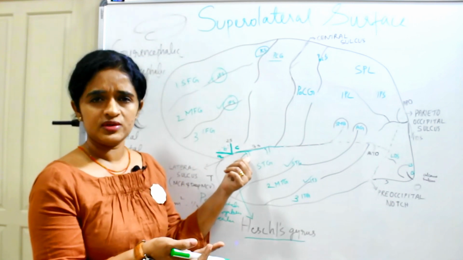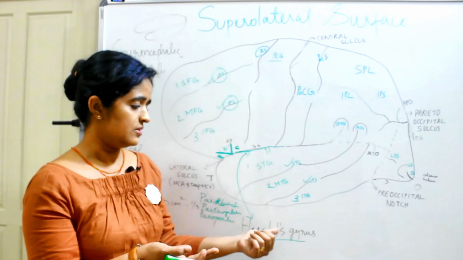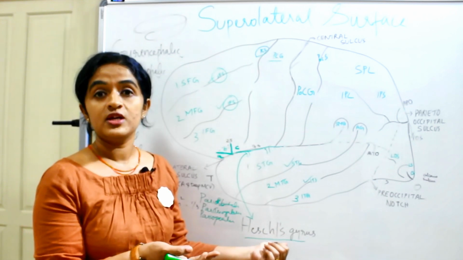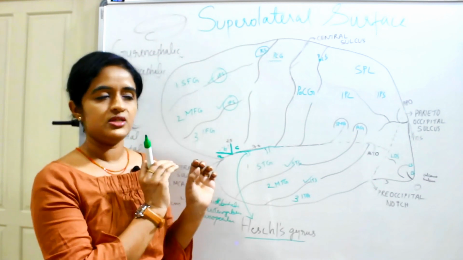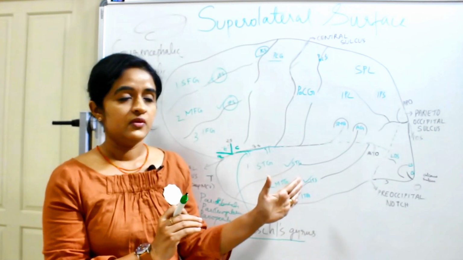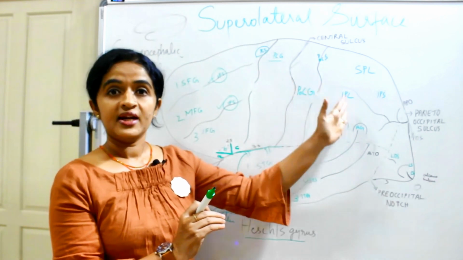So the anterior horizontal or anterior transverse temporal gyrus is actually the Heschl's gyrus, where you get the primary auditory area seated. Now we will move on with the parietal lobe.